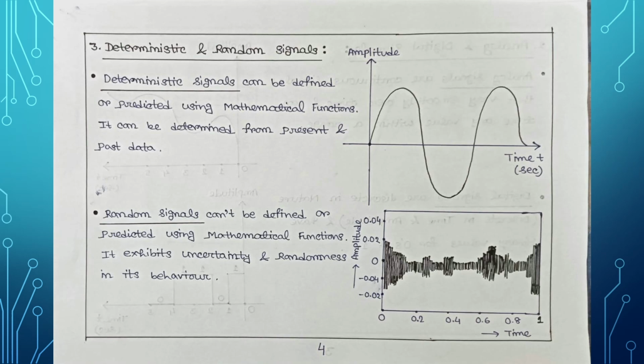Then random signals can't be defined or predicted using mathematical functions. They exhibit uncertainty and randomness in their behavior. Then this is an example of a speech signal.